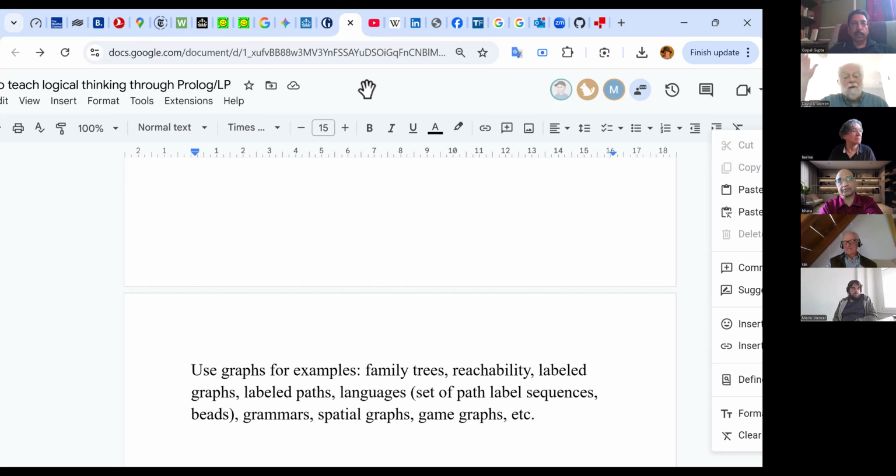And of course, it then goes on to grammars. We could look at spatial graphs, reachability, game graphs, etc. Anyway, I don't know how that would work, but I thought that might be interesting.